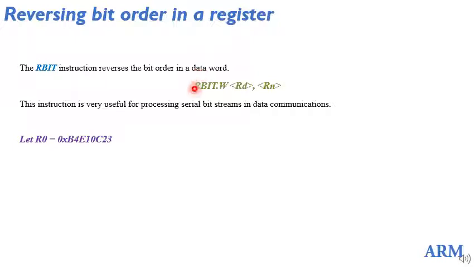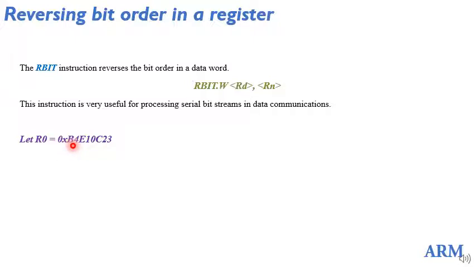So the syntax is RBIT.W RD comma RN. The source register RN is bit reversed and stored in RD. This instruction is basically useful for processing serial bit streams in data communication. In serial data communication you have to operate on individual bits at a time. So in that case such instructions will be of great help. So let us look at an example.